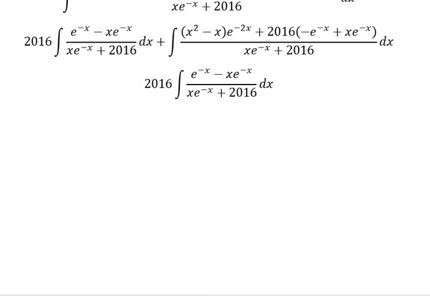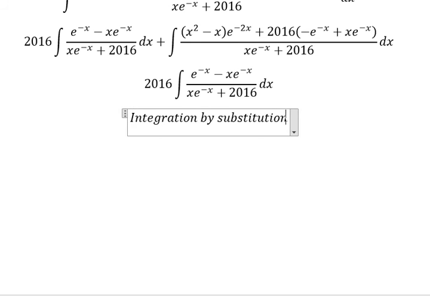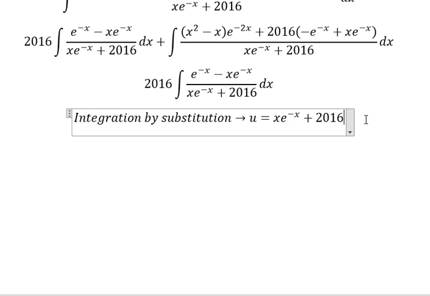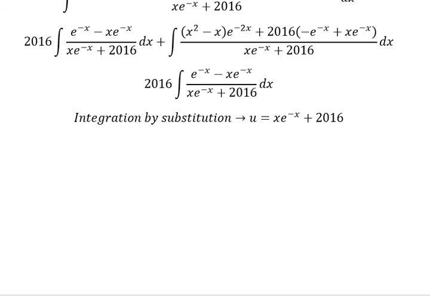In this situation, I need to use integration by substitution. So we put u equals this one, du equal to e to the power of negative x minus x multiplied with e to the power of negative x, dx.